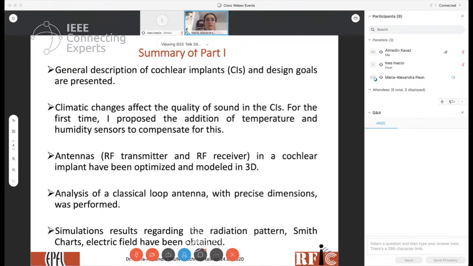I shall give you an overview of the antennas, both the radio frequency transmitter and receiver, which have been included in a cochlear implant and properly optimized and modeled in 3D. This will be followed by an analysis of a classical loop antenna with precise dimensions. Then I shall give you, lastly, simulation results regarding the radiation pattern, Smith charts, electric field, etc.